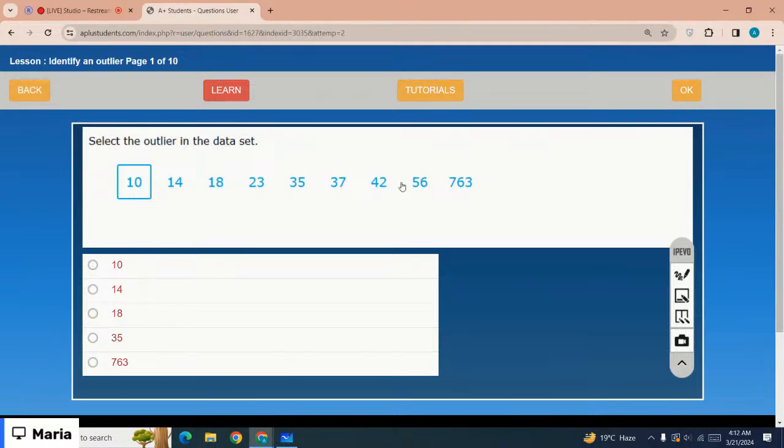Select the outlier in the data set. Which is the correct option? Yes, that's the one we did in the tutorial, right? The outlier is 763, that is the greatest number among all.